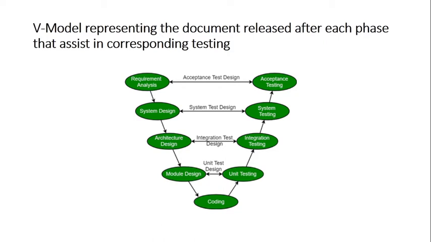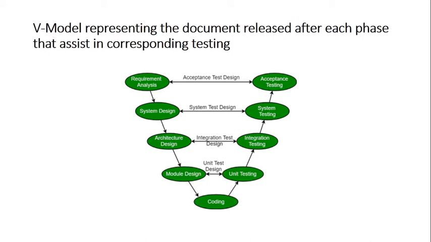Now this is one more representation where we are going to show whichever document is prepared after each phase. After requirement analysis, we normally prepare an SRS document. But what is present in an SRS document? The requirements, that means the acceptance criteria, right.